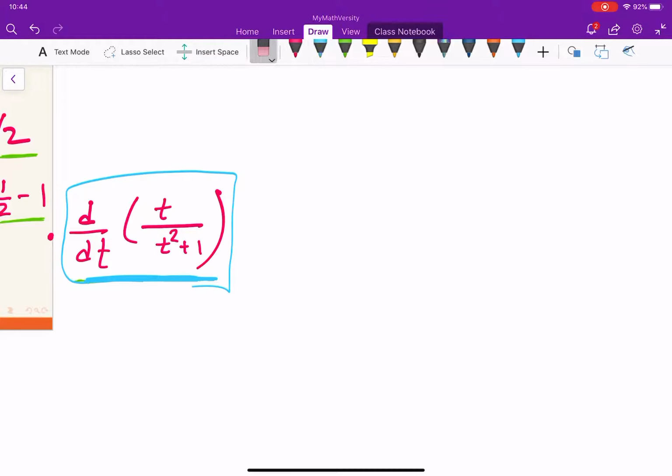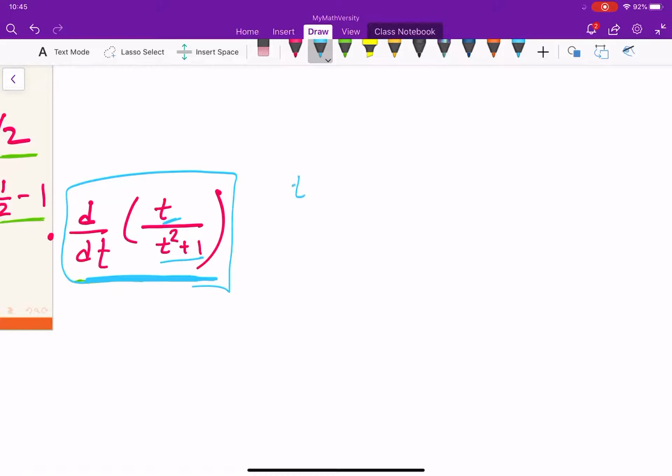We can use the quotient rule, right? Because we have the quotient function here. So let's apply the quotient rule. So how do you find that? We need to look into what the function at the top is, right? What is the function at the top and what is the function at the bottom, right? And then to use the quotient rule, what do we do?